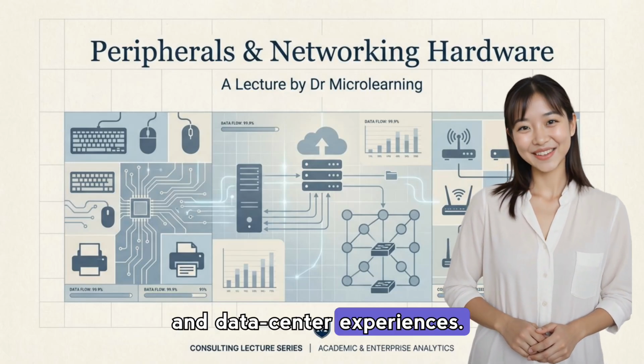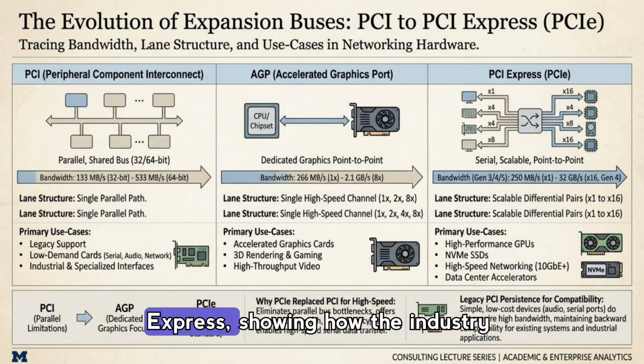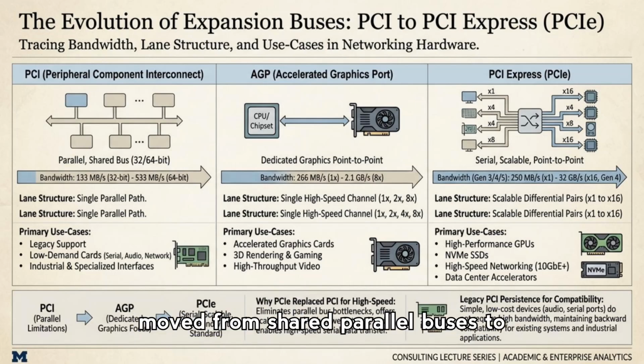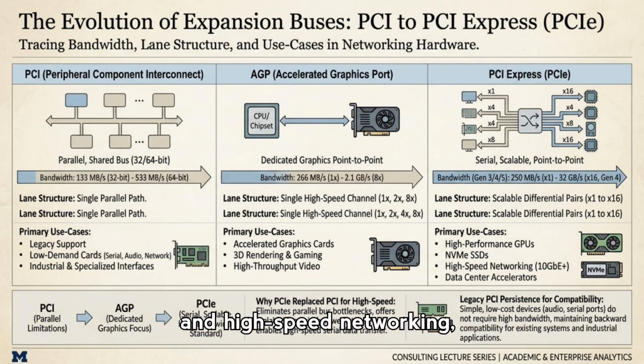and data center experiences. This slide traces the evolution from legacy PCI to AGP and modern PCI Express, showing how the industry moved from shared parallel buses to scalable, serial point-to-point lanes. The key idea is bandwidth and latency improvement. AGP was graphics-focused, while PCIe offers lane scalability for GPUs, NVMe storage and high-speed networking, illustrated by the lane and bandwidth diagrams comparing x1 through x16 configurations.